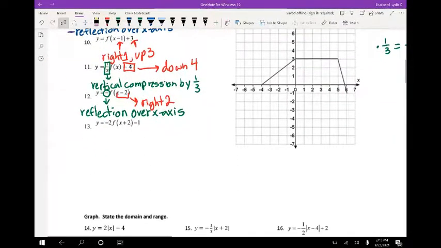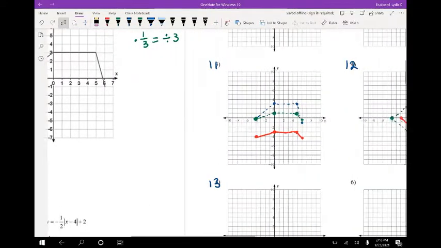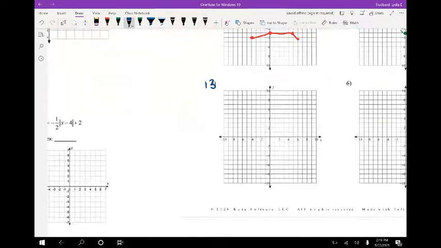And the last one, this is probably the most complicated one, but we're just going to go one piece at a time and get to the end. So again, I'm going to draw the original function.